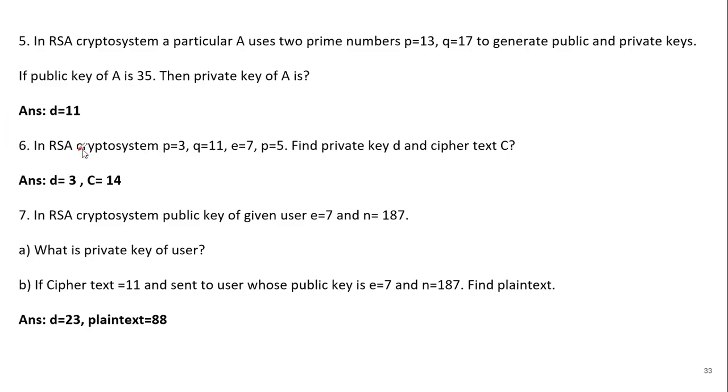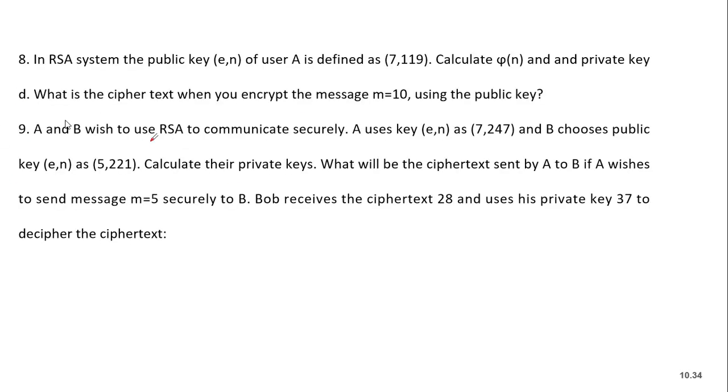And these are the additional exercises for you to try. This is the 5th, 6th, 7th. Sometimes they give n directly, and we are required to calculate phi of n, but 119 is not that big a number, so we can try with prime numbers. In my previous problem, 7 into 17, I guess, gives 119. So if we try some random prime numbers, we can get this number. Similarly the same for 247.